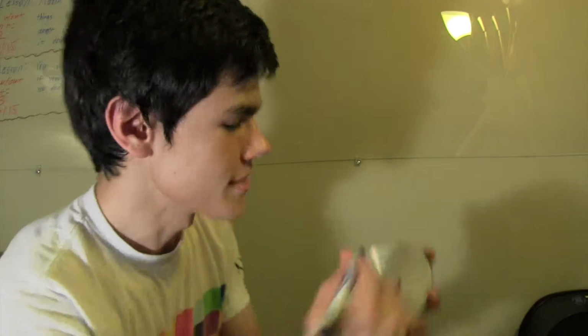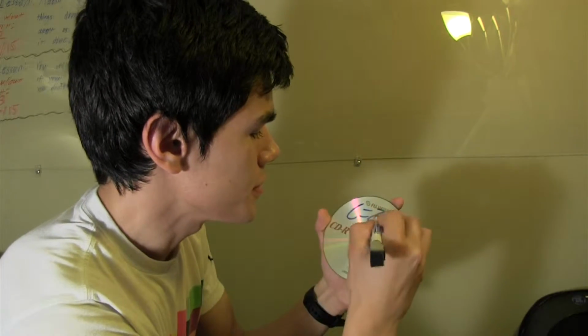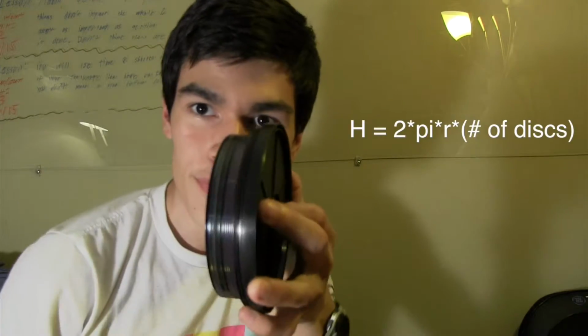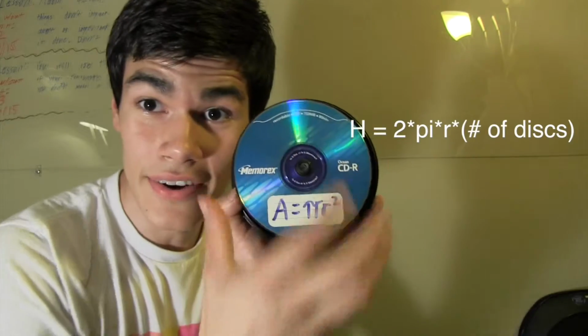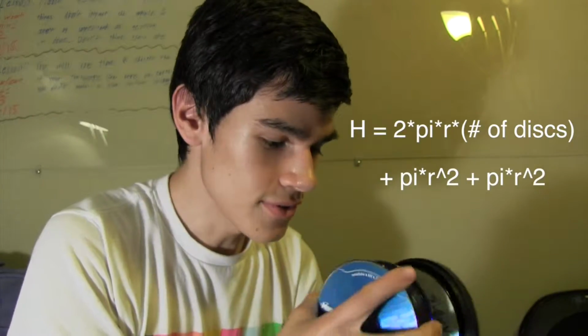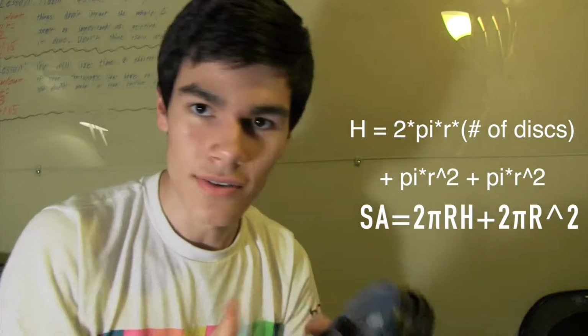Hey, check this out. C equals 2 pi r. Put a bunch of these together and you get the height of a three-dimensional figure. Add in the area on top and the area on back and you get the surface area for a three-dimensional right cylinder.